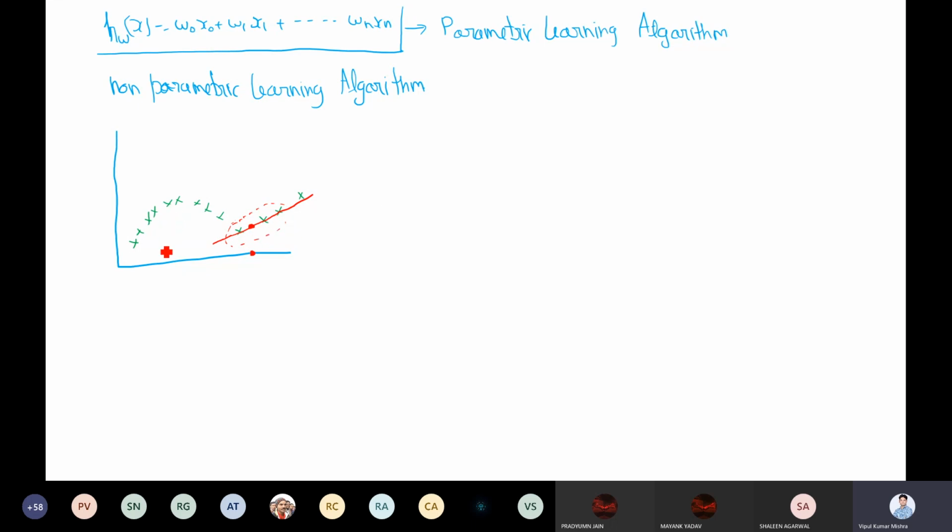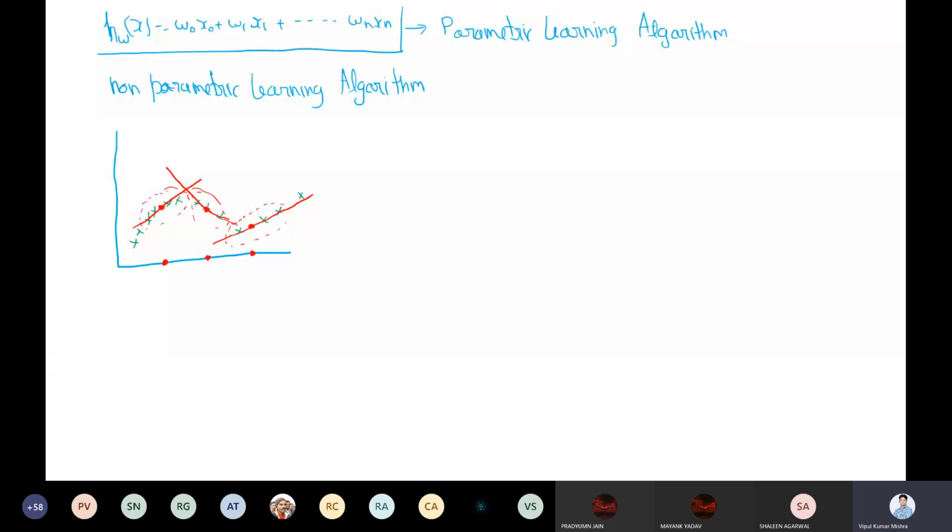Now, for example, suppose you have a testing sample somewhere here. Then what you will do? You will pick close by values, and you will fit a straight line, and then you will give an output here based on this straight line. So instead of creating one line or one curve, we are creating multiple curves based on the local data, right?